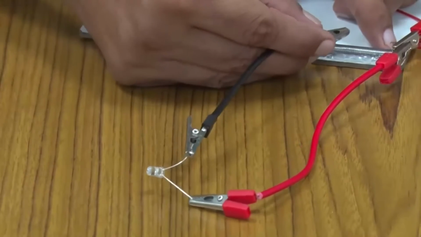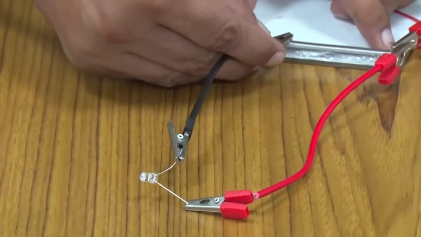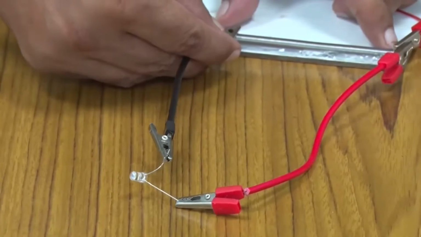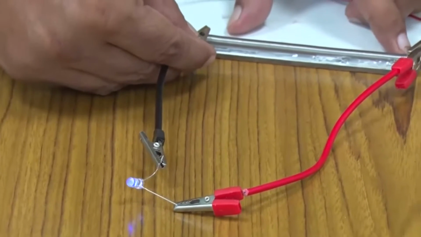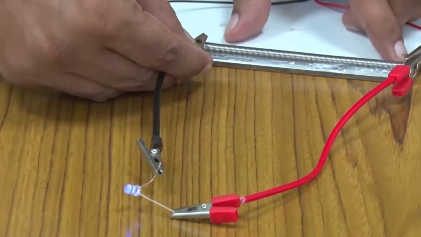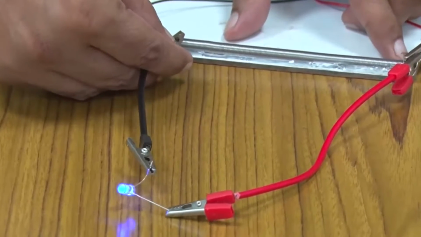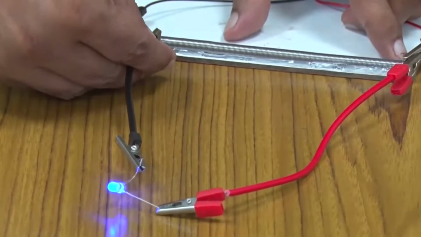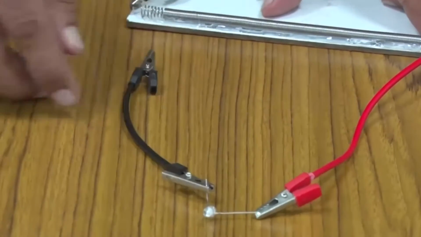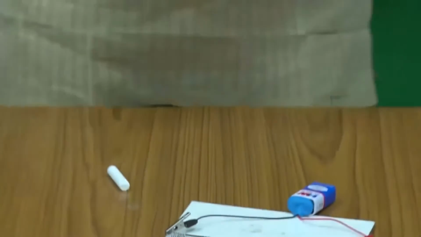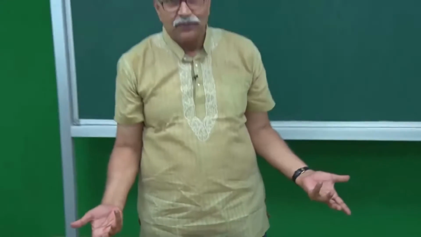All right. So, to glow this blue LED, I have to use a much larger length of this heater coil. See, now it has started glowing a little bit, and here it is. And if I do it in reverse, it will not glow, it is a diode.